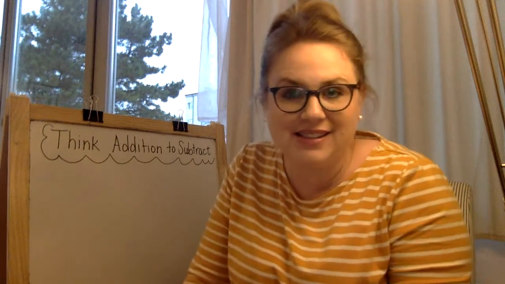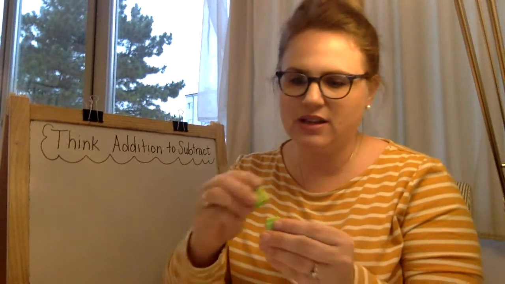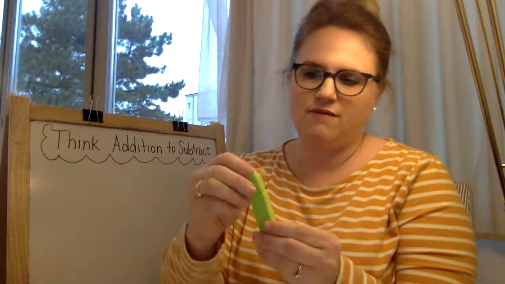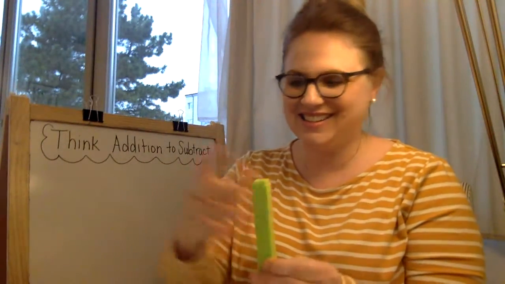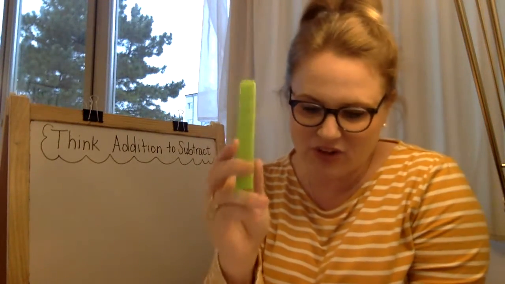Okay, Maria has 7 crayons. So I'm going to count out 7 Unifix cubes. You help me. 1, 2, 3, 4, 5, 6, 7. So Maria has 7 crayons.